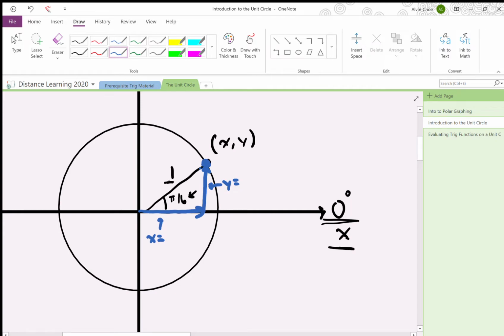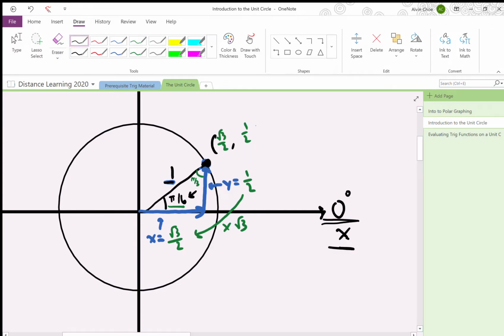So since the hypotenuse is 1, that must mean that the pi over 6 side is 1/2, which must mean that the pi over 3 side, because if this is pi over 6 and this has to be pi over 3, the pi over 3 side has to be root 3 over 2, because you multiply the pi over 6 side by root 3 to get it, which now gives us a rectangular coordinate of (root 3 over 2, 1/2).